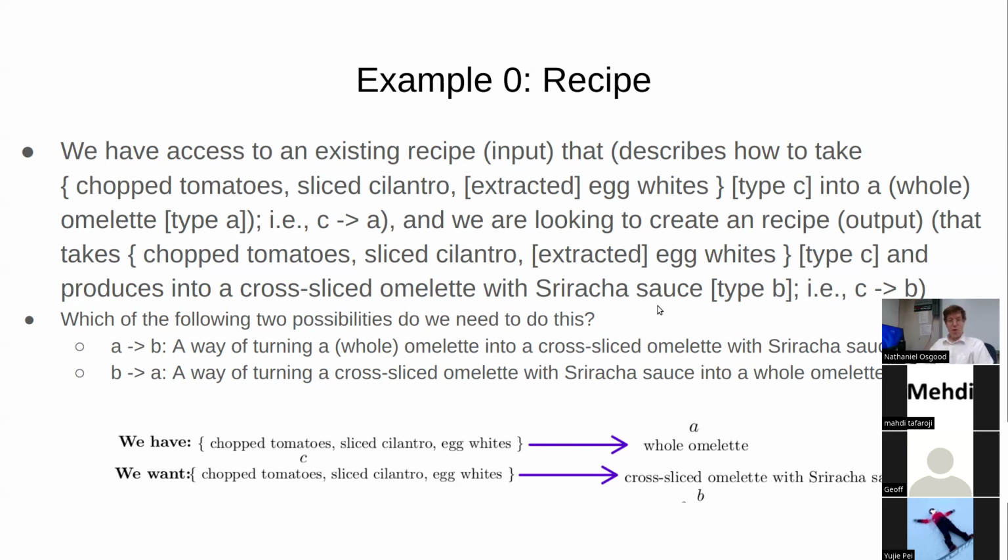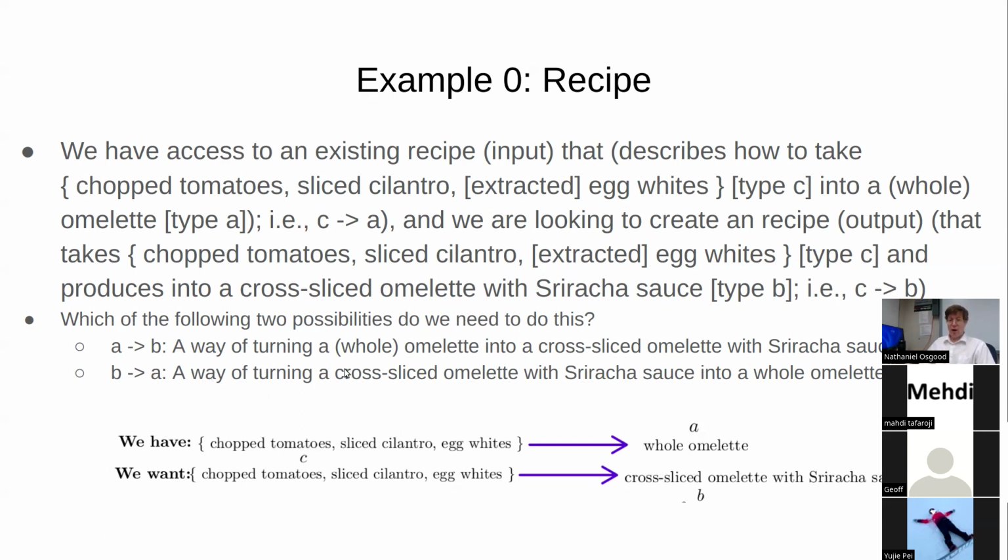Okay. So tell me, just intuitively, what do we need here? I'm going to give you two choices. Do we need a way from going A to B or a way from going B to A? In other words, A to B will be a way of turning a whole omelet into a cross-slice omelet with sriracha sauce. In other words, a way of taking an omelet and slicing it up and putting sriracha sauce. Will that get us what we want, to be able to turn these ingredients into a cross-slice omelet with sriracha sauce?